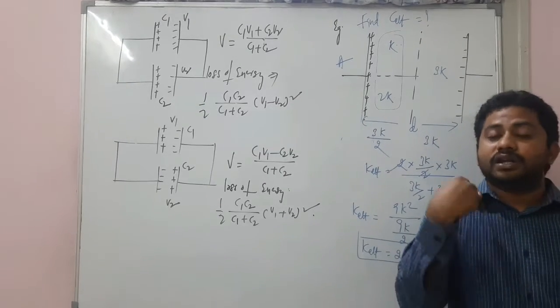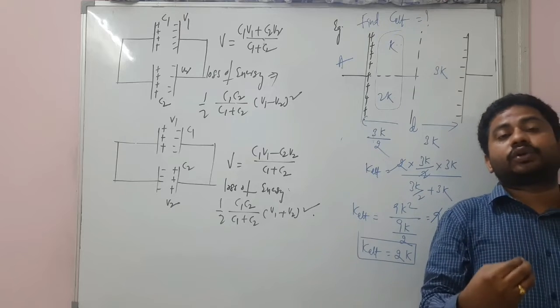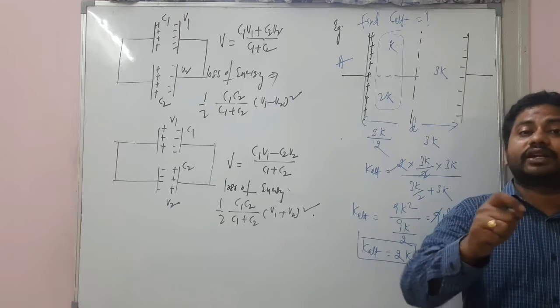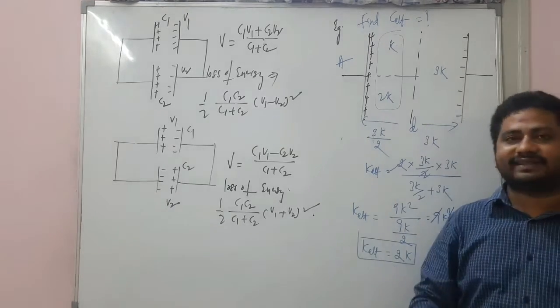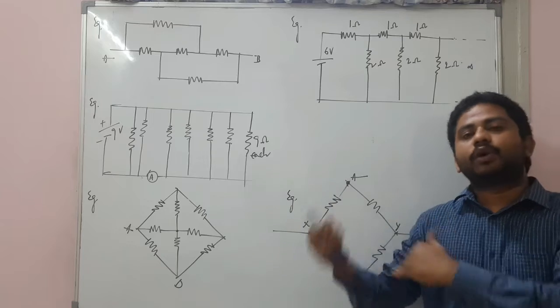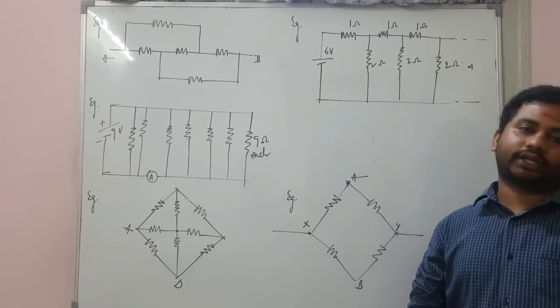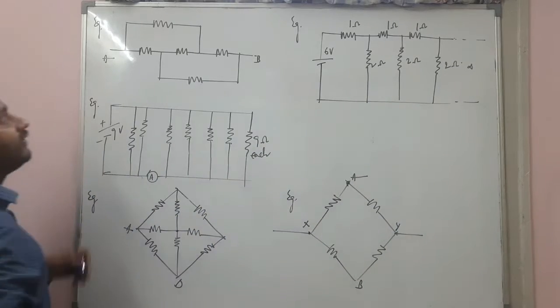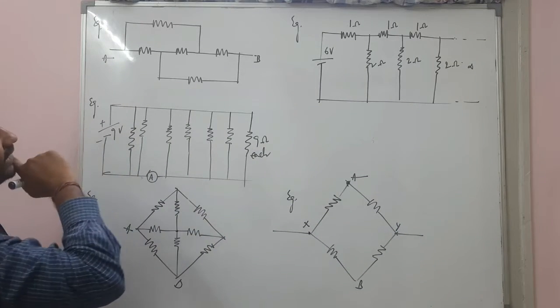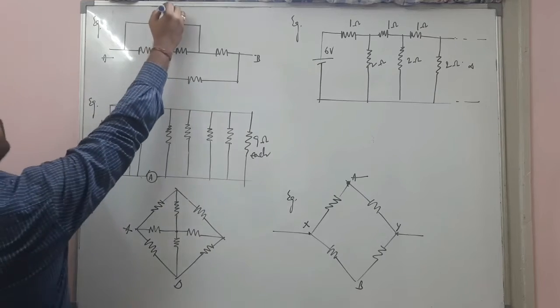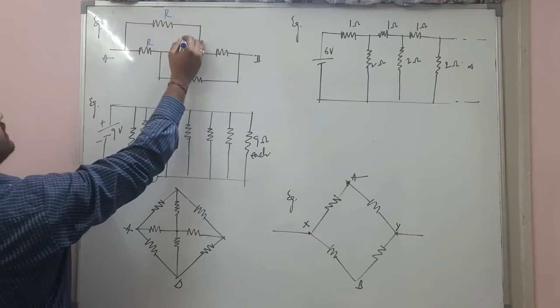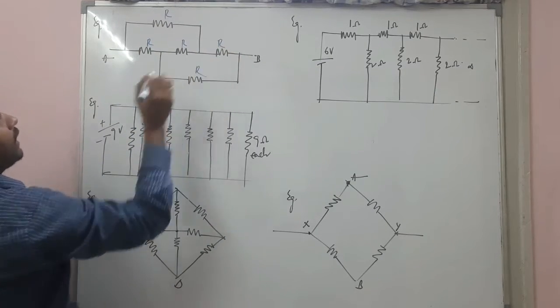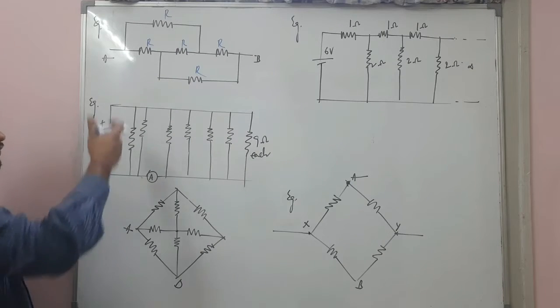Now, there are some problems related to resistors and circuits that we will discuss right now. Let's see some more numericals related to circuits. Here, there is a circuit given, and by looking at this, you should understand that all the resistances are R. It is a Wheatstone bridge.